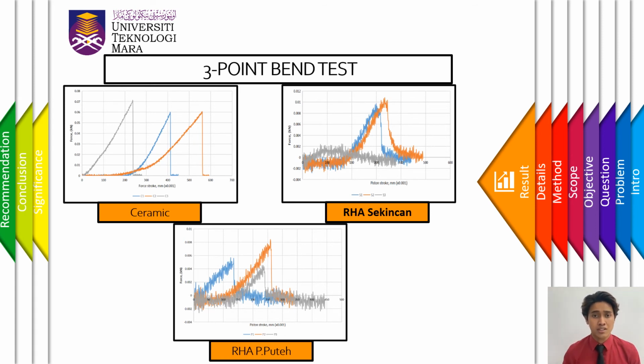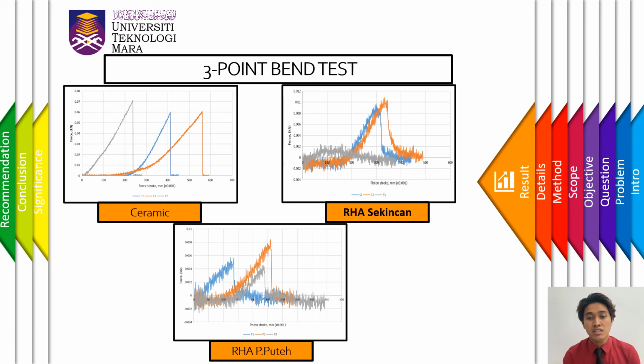This test managed to measure the flexural strength and the maximum stress for each sample material. For ceramic, all 3 samples exceed 0.06 kN of force. Compared to other materials, ceramic gained the smoothest line graph. RHA Sekinchan and Pasir Putih have unstable line graphs. This is due to the system instability and the material brittleness.